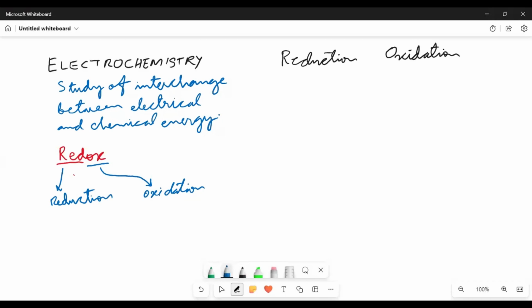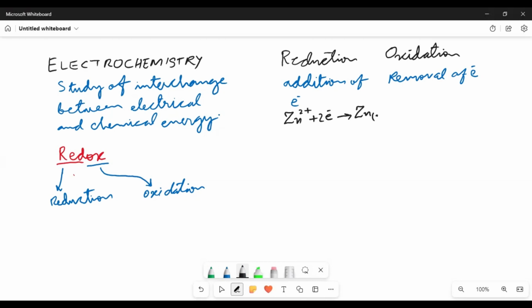What is reduction? Reduction is addition of electrons, while oxidation is removal of electrons. You can take an example of reduction. For example, a zinc 2 plus ion accepts electrons, and after receiving electrons, it becomes a neutral zinc atom. It has no charge because by gaining 2 electrons, the charges are cancelled out.